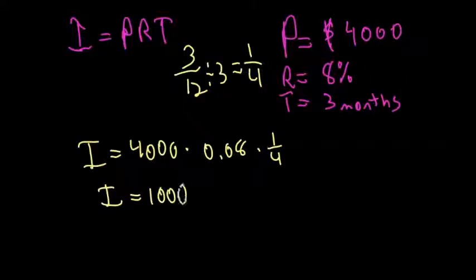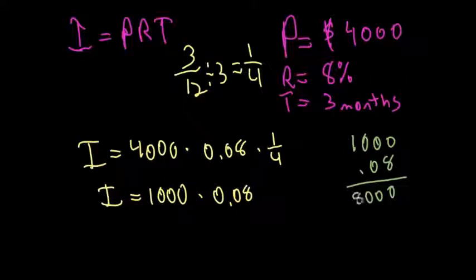So we have 1,000 times 8/100. Again, I'm not going to work that in my head. I'll work that out to the side. It's going to be 0.008. 2 decimals in the problem, so 2 digits behind the decimal in the answer. So the interest I would make on $4,000 at 8% for 3 months would be $80.